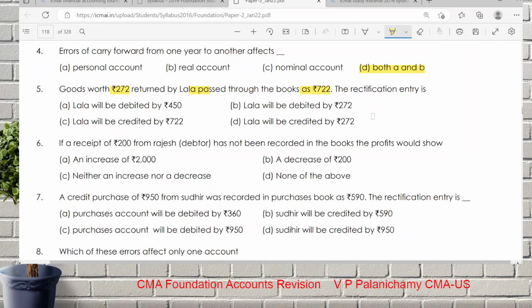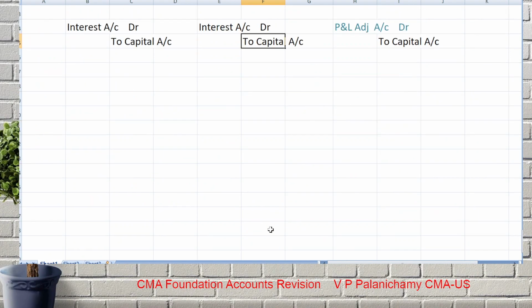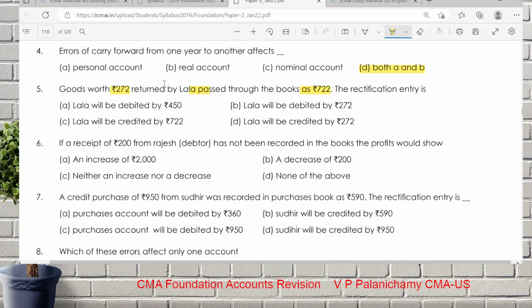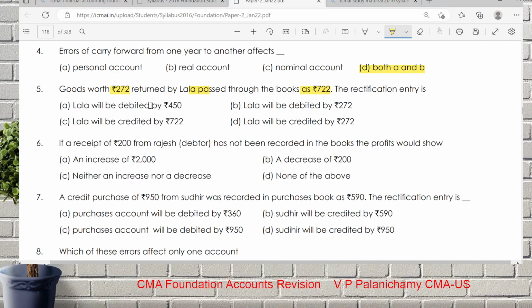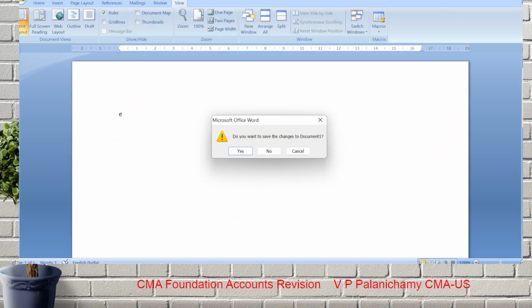722. Goods worth rupees 272 returned by Lala was purchased through which book? Purchases book as how much? 722. What is the entry for? What is the entry for sales returns? Account debtor to which account? Lala account எவ்வளவு போட்டிருக்கணும்? 272. எவ்வளவு போட்டிருக்கணும்? 272.